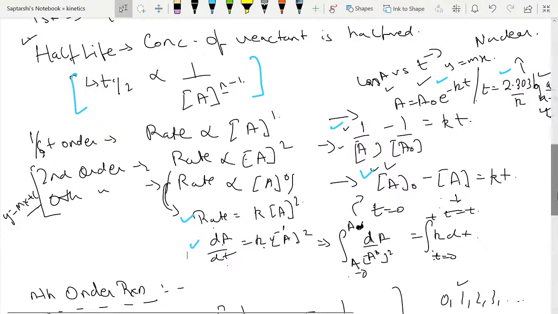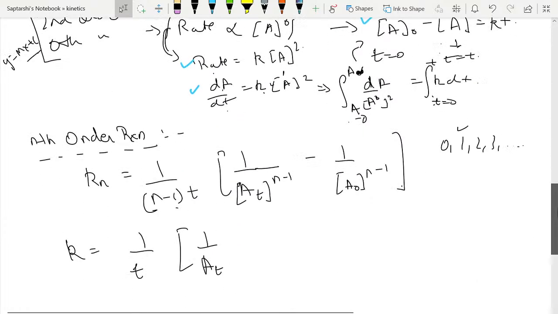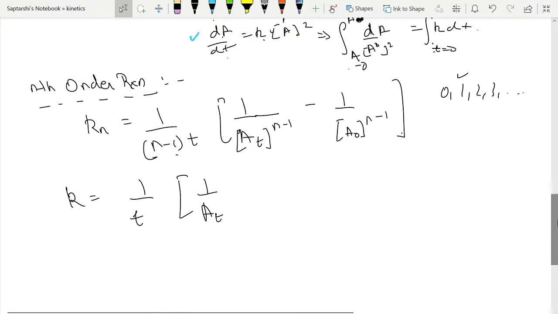I also said about the nth order equation, which will help you find the rate equation for any order. Suppose it's an nth order equation where n is 0, 2, 3, 4. It cannot be 1, because 1 minus 1 is 0, and 1 by 0 is infinity. So kn is equal to 1 by n minus 1 into t, and in brackets we have 1 by a t to the power n minus 1 minus 1 by a0 to the power n minus 1.